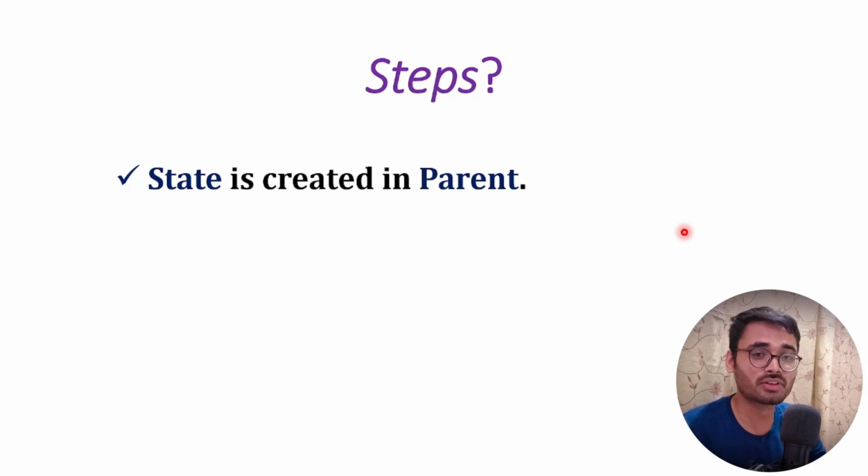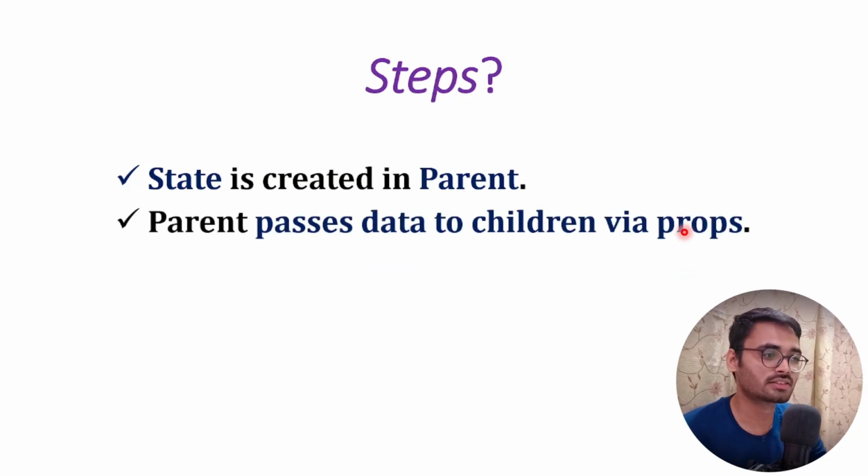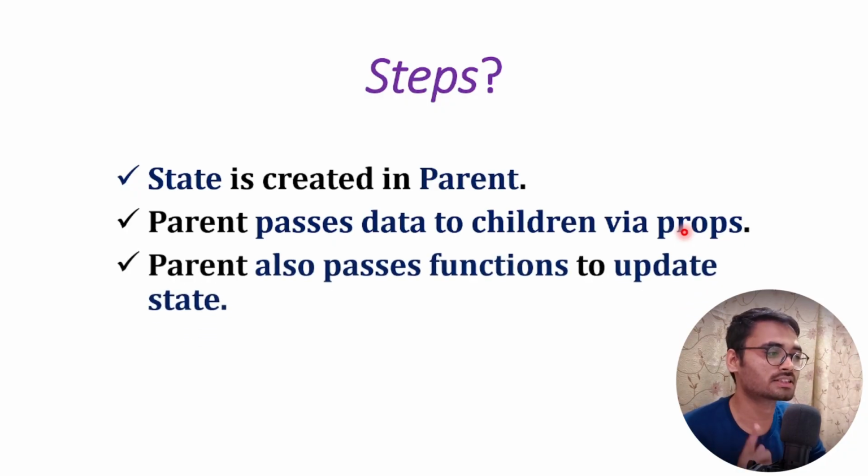Steps. State is created in the parent. Next, the parent passes data to children via props. So how can we pass data? Using props. The parent also passes functions to update state. So we can also pass functions. We are going to see this example. We are going to create two functions, increase and decrease, inside the app.jsx file, and then we'll pass them to the product.jsx file. We are going to see this example in our project.